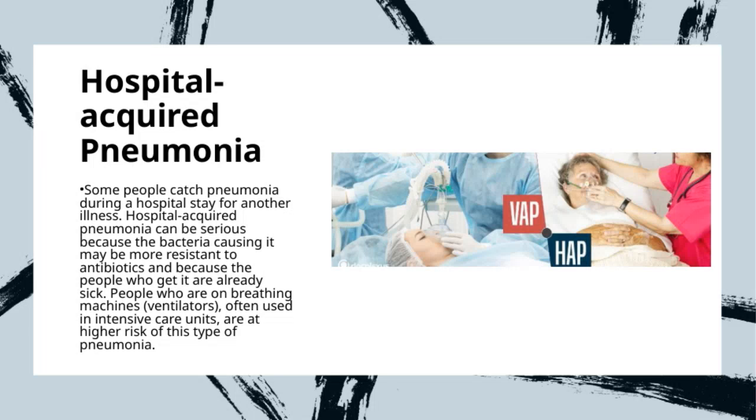Some people catch pneumonia during a hospital stay for another illness, which is what we call hospital-acquired pneumonia. This type of pneumonia can be especially serious because the bacteria responsible are often more resistant to antibiotics, making treatment more challenging. Additionally, since these patients are already sick, their bodies may be less able to fight off the infection. It's also important to note that people who are on breathing machines or ventilators, particularly in intensive care units, are at a higher risk of developing this kind of pneumonia. This highlights how vulnerable patients can become during their hospital stay, emphasizing the need for careful prevention and management strategies.